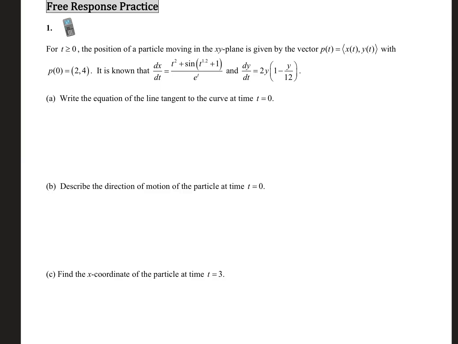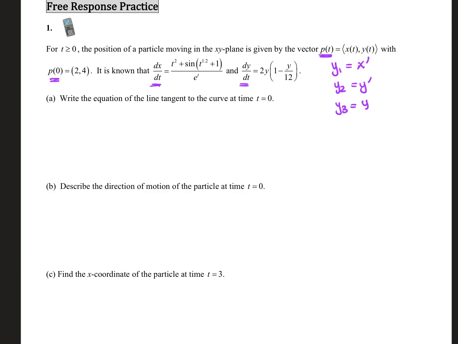Okay, so this is like your free responses. It says we have a particle, it's got its position function, position at time 0 is equal to this, and we have dx dt and dy dt. Remember, when you're on a parametric in the AP test, y1, you want to put x prime. y2, you want to put y prime, which we already have.